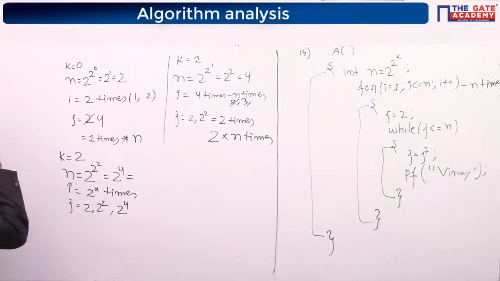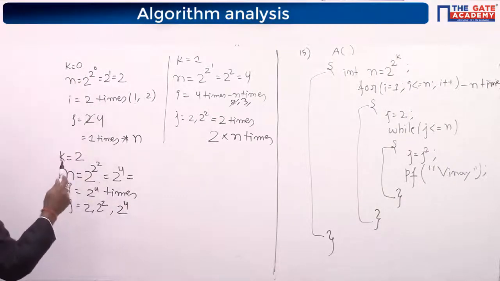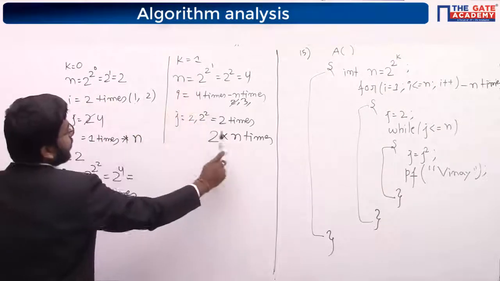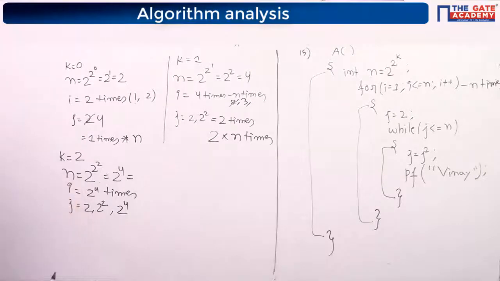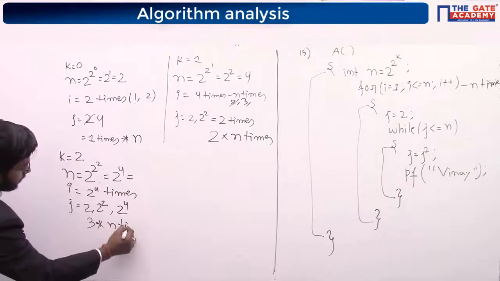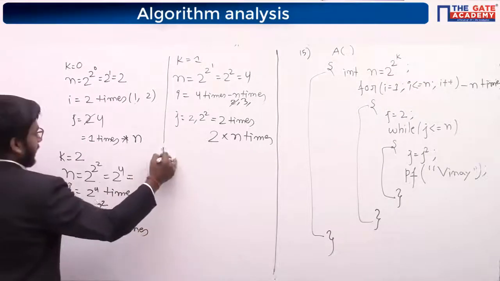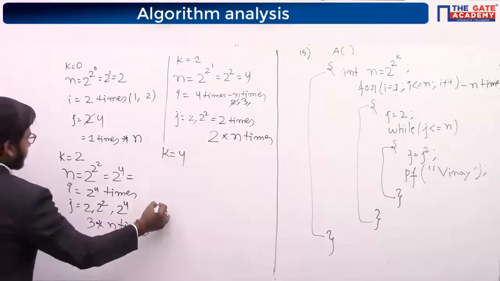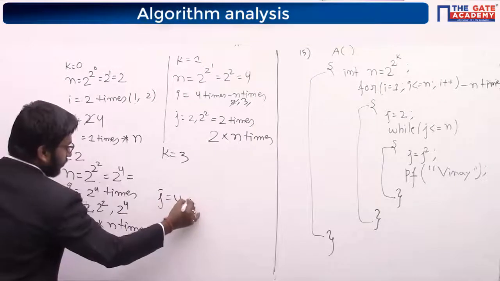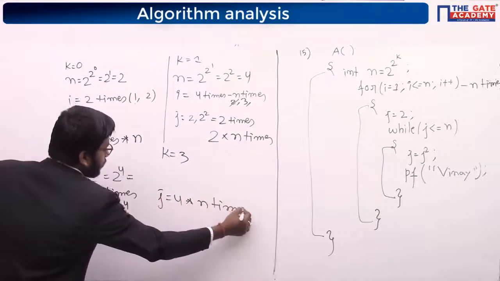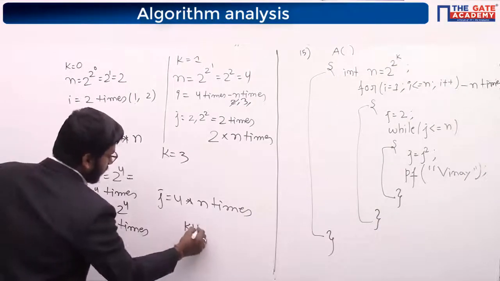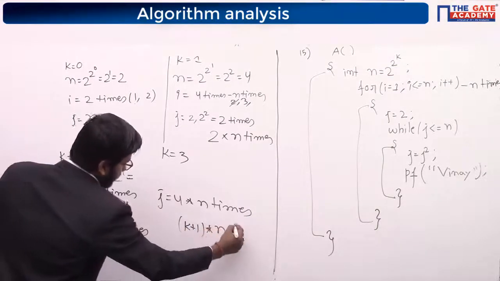So like this, if we see, when k is 0, it is executing 1 into n. When k is 1, it is executing 2 into n. When k is 2, it is executing 3 into n times. Similarly, when we take k equal to 3, how many times will j execute? 4 into n times. So whatever is the value of k, it is executing k plus 1 into n times.